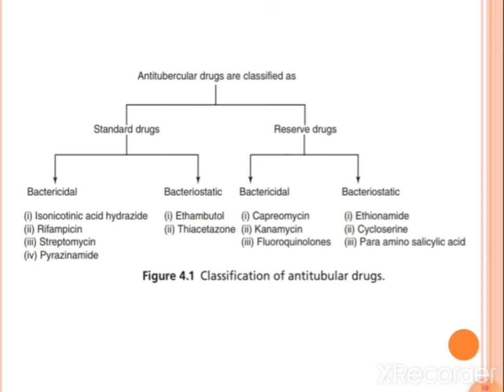In standard drugs, first the bactericidal ones include isoniazid, meaning isonicotinic acid hydrazide, which is another name of isoniazid, rifampicin, streptomycin and pyrazinamide. The bacteriostatic ones include ethambutol and thioacetazone. So these are all the standard drugs. Then reserve drugs include, again, bactericidal: capreomycin, kanamycin and fluoroquinolones. Then bacteriostatic agents: ethionamide, cycloserine and para-aminosalicylic acid. This is another classification you need to remember for your GPAT examination.